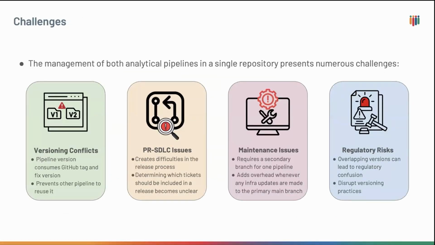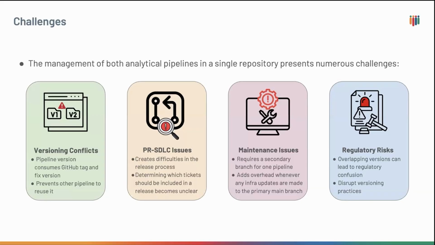Now let's look at several key challenges when managing both analytical pipelines together. One major issue is versioning conflicts. Since both pipelines share the same repository, any pipeline that uses a version number ends up consuming the GitHub tag and Jira fix version. This prevents the same tag or fix version from being reused for the other pipeline. This also creates difficulties in the release process, as determining which tickets should be included in a specific release based on the GitHub version difference becomes unclear.